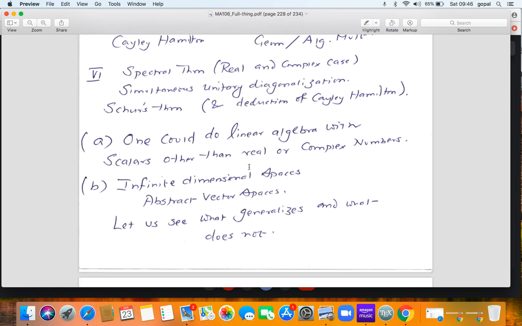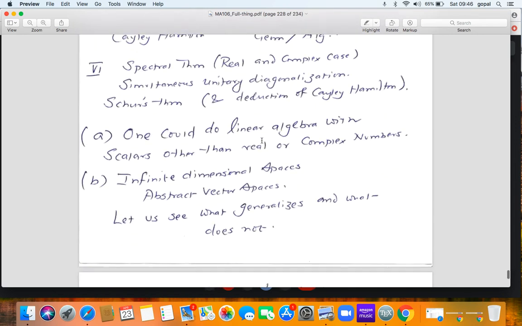Now, one could ask several questions. Maybe one can do linear algebra with scalars other than real or complex numbers. Of course, the scalars must form a field: addition, subtraction, multiplication, and division, with the proviso that division by zero is not allowed, and the usual properties of addition and multiplication, like commutativity, associativity, and multiplication distributing over addition, and so on and so forth. In different directions, we could be talking about infinite dimensional spaces and abstract vector spaces. Let us see what generalizes and what doesn't generalize.